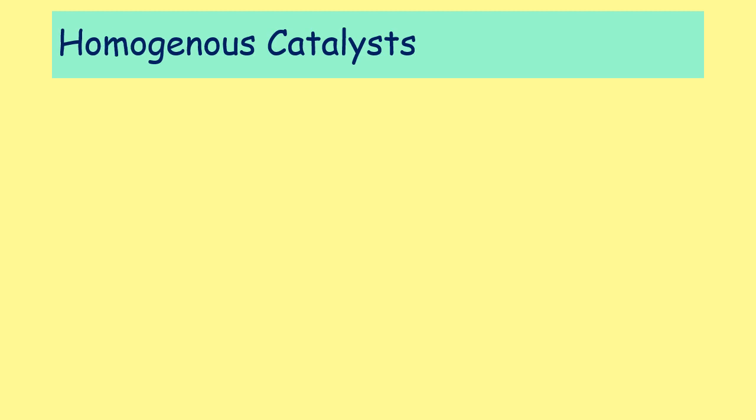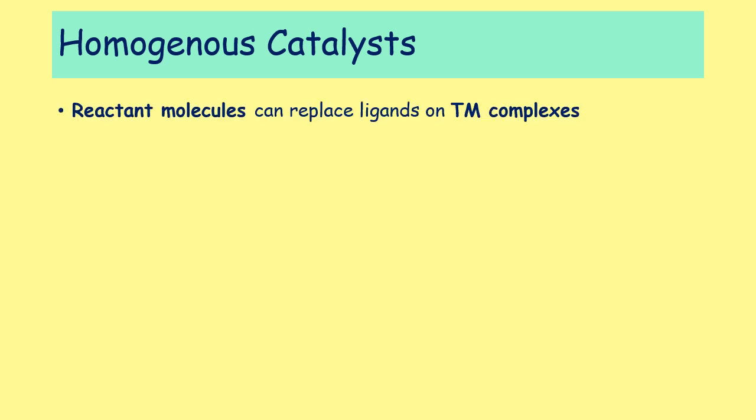Homogeneous catalysis or homogeneous catalysts are less well understood. However, we sometimes do get evidence for them happening. So what happens is that it's usually in solution and reactant molecules replace some ligands on transition metal complexes. So maybe you have a water molecule as a ligand on a transition metal complex. When you introduce it to a chemical reaction, maybe that water gets substituted for one of the reactants.